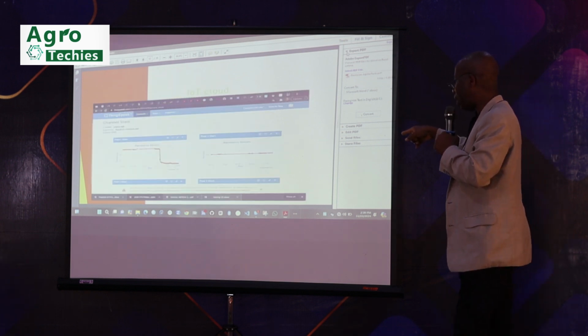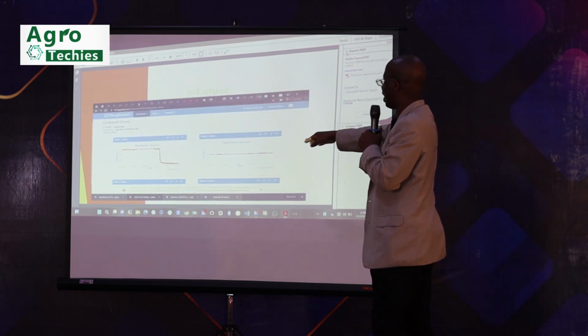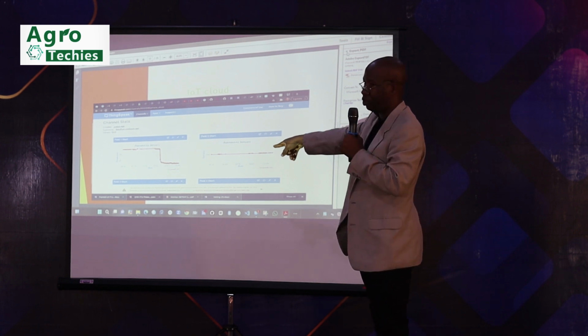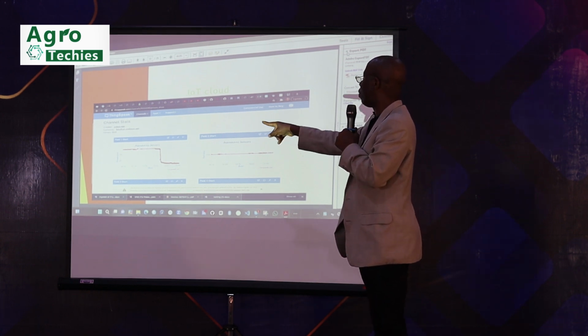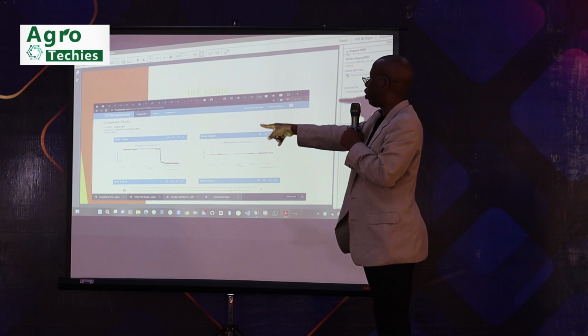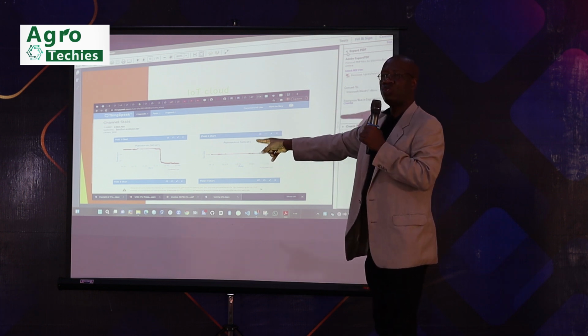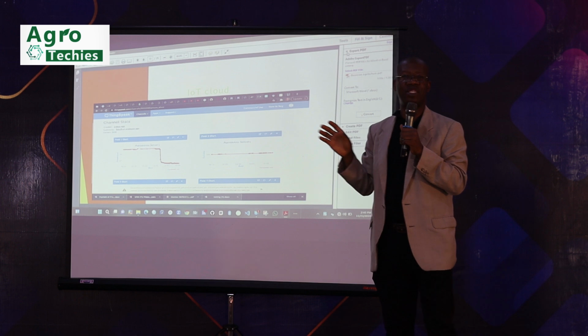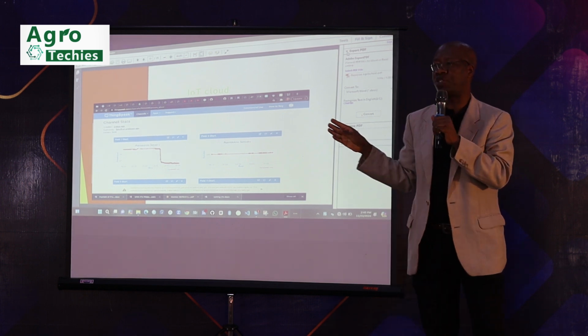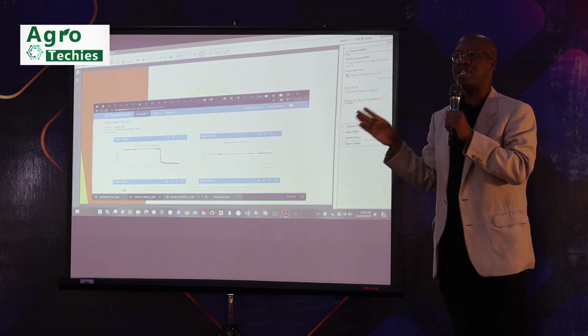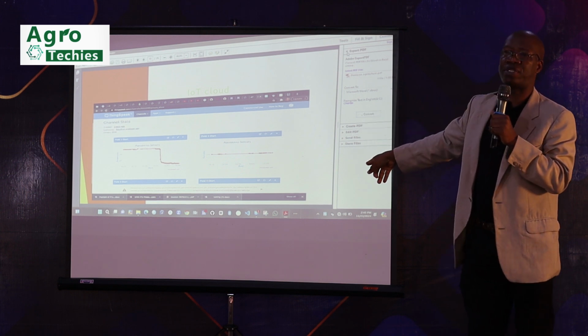Continue. So this is the data set where we're receiving it in the cloud. So in real time you will see these scales, they contain date and time. So what it means is that you don't have to go to your farm to know what is going on. You can stay in any part of the world and observe it.